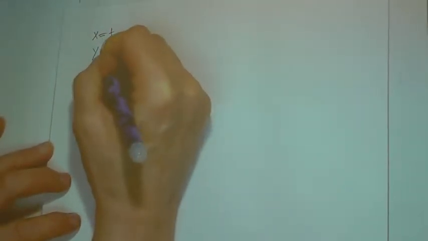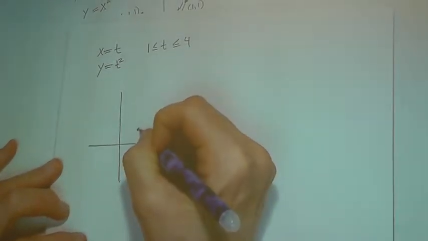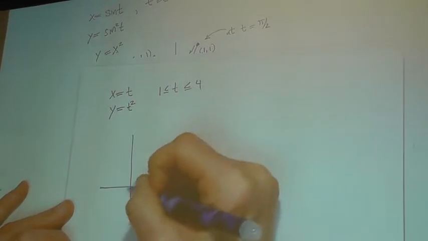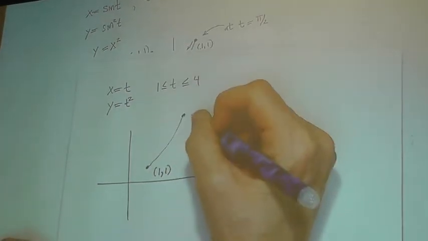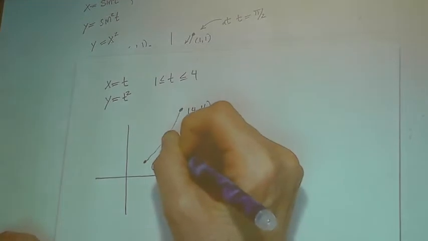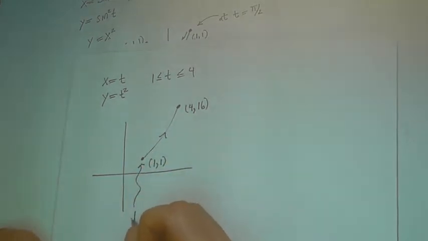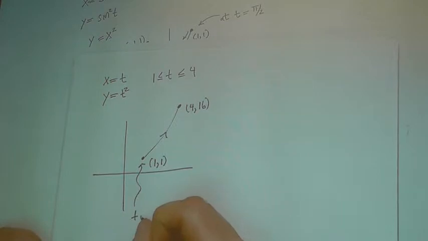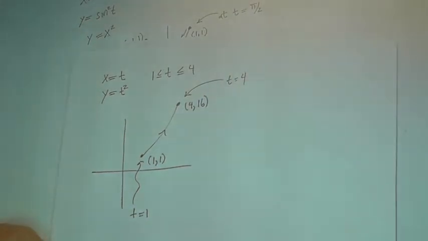Sometimes you let x equal t, y equals t squared, and you might see 1 less than or equal to t, less than or equal to 4. So what this is going to do is start me out at the point 1, 1, and rotate me, I don't know, rotate is the right word. It's going to take me up to the point 4, 16. It's going to go in this direction. And I would be starting at that point 1, 1 at t equals 1, and I can end there at t equals 4.